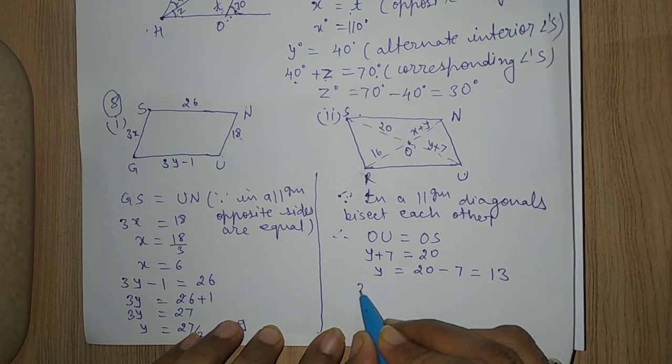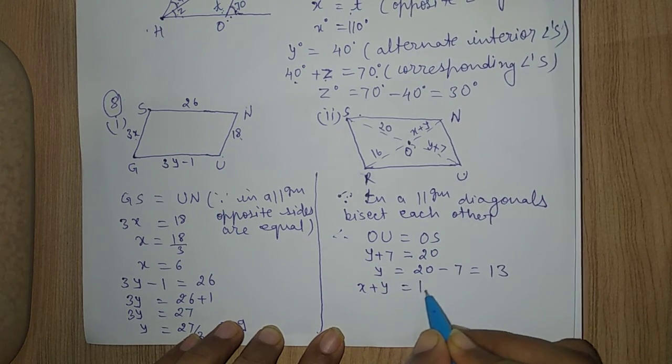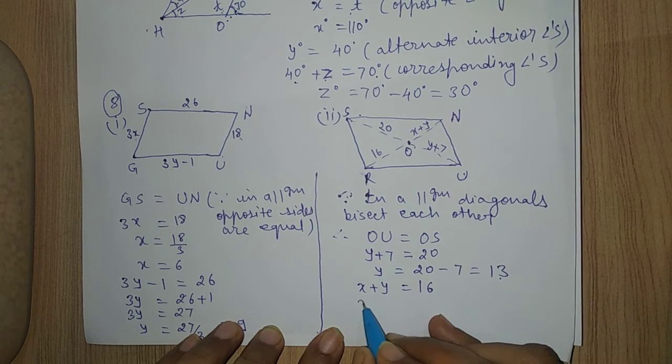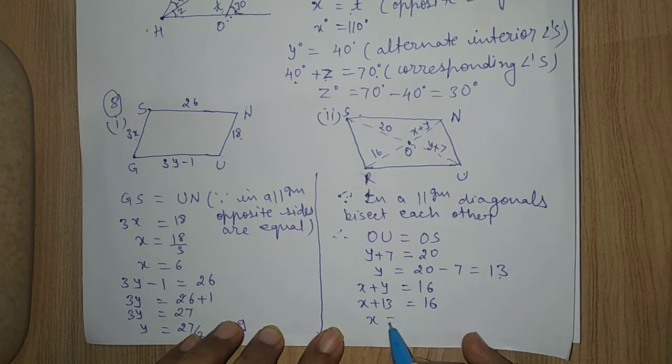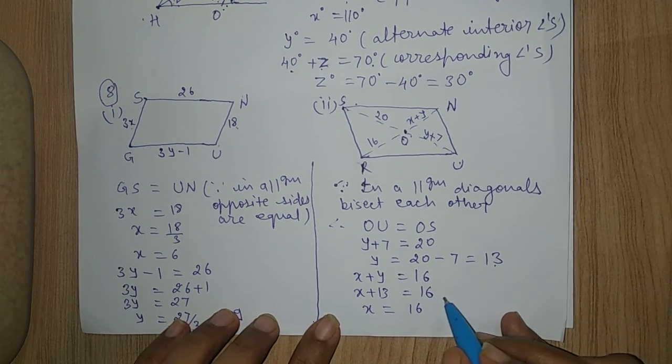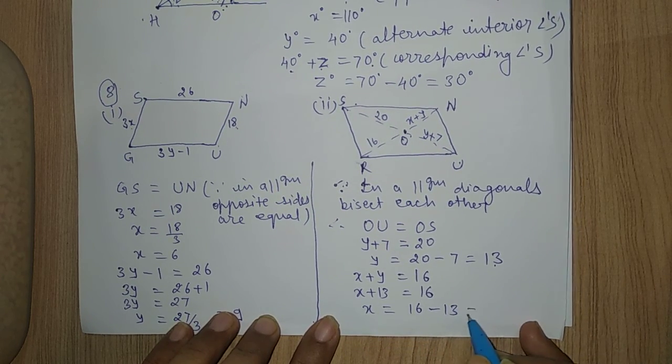And x plus y is equal to 16. Value of y is 13. So x plus 13 is equal to 16. So x is equal to 16 minus 13, that is 3.